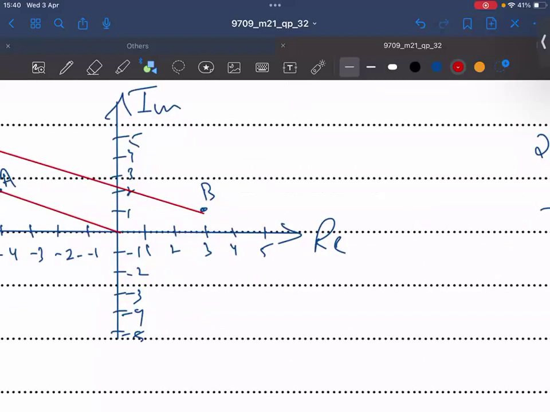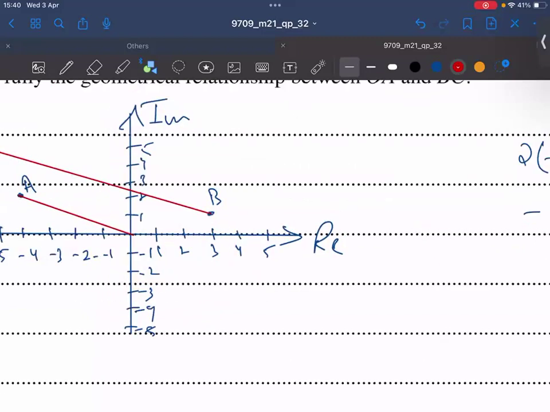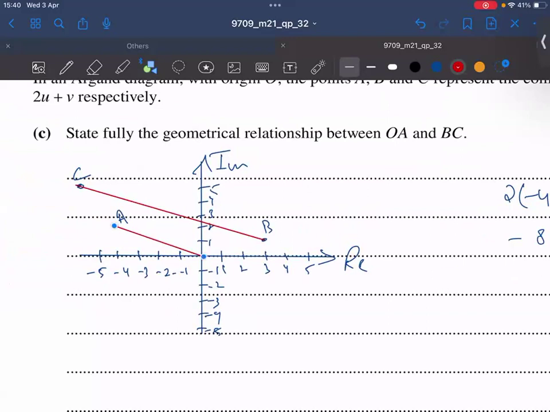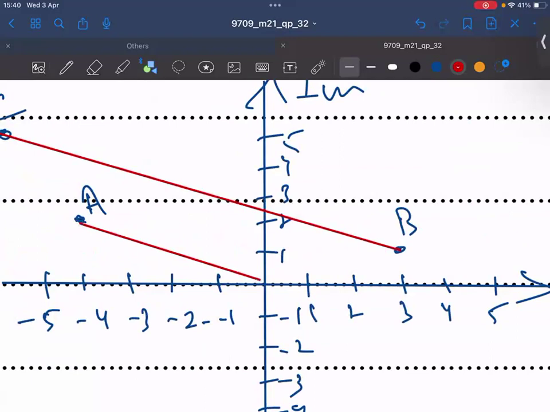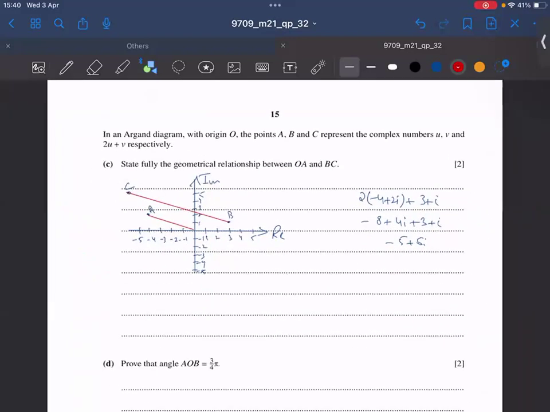So yeah, what do you think? What is the relationship between the two? These are two parallel. They're parallel to each other. Is that what's written in the marking scheme, Mr. Bilal Ahmed? BC is equal to 2 OA.